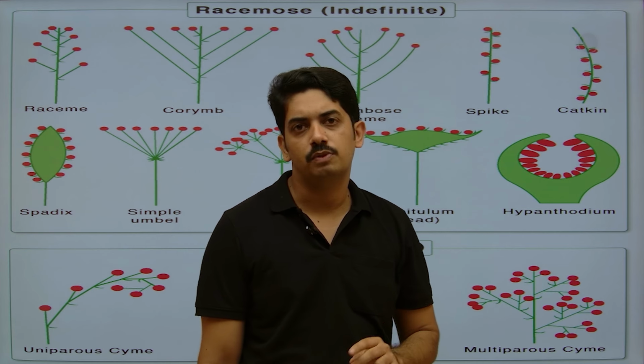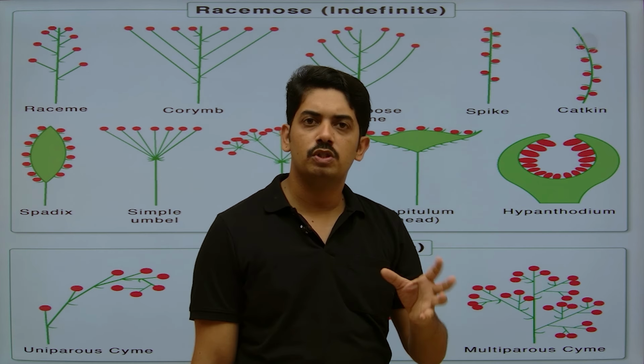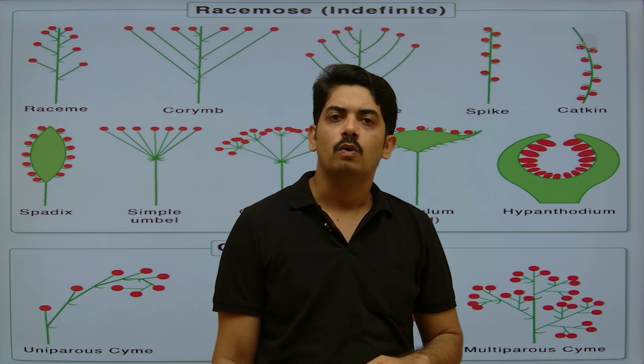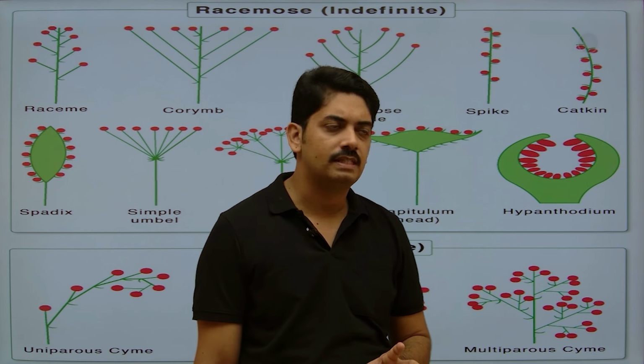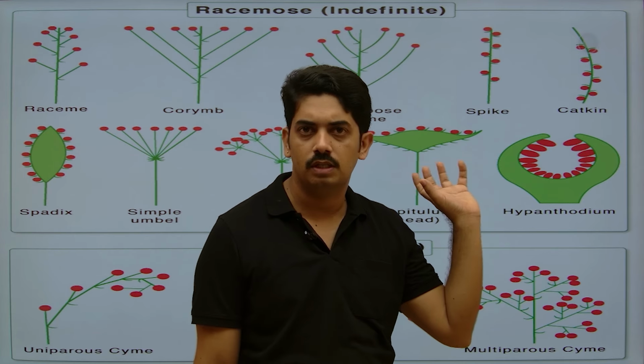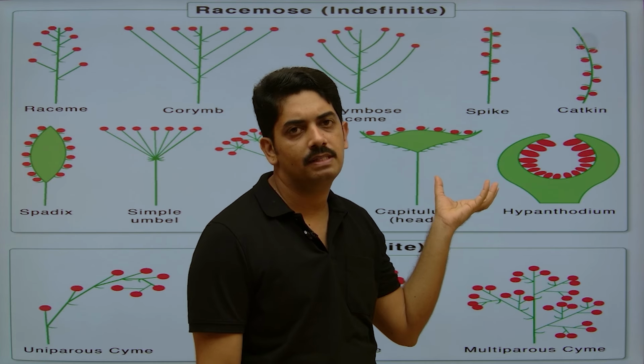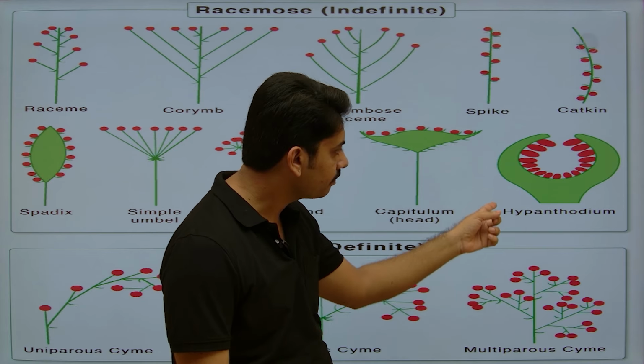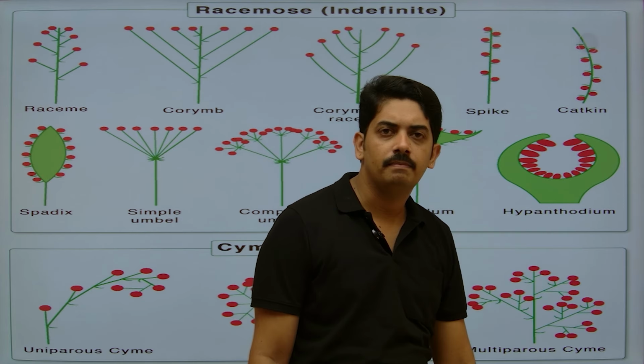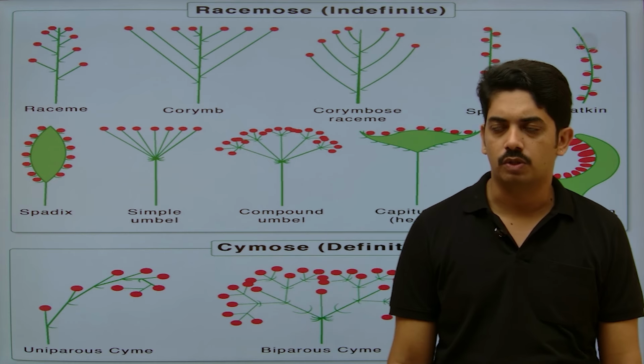Actually there are two types of inflorescence. One is homogeneous type, one is heterogeneous type. If only one type of flower is present, then this inflorescence is homogeneous. If two types of flowers are present, then it is heterogeneous type. This is hypanthodium, very common in fig fruits.